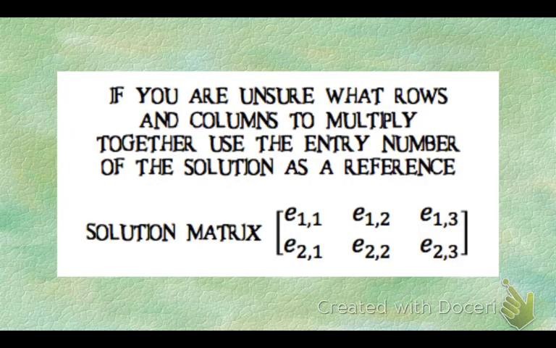So if you're not sure about what rows and columns to multiply together, one thing that I like to think about are these entry numbers and thinking about these subscripts. So this number is telling me the row of the first matrix that's being multiplied by the column in the second matrix. And again, that just helps me keep it straight in my head and know what things are being multiplied together to create those entries.